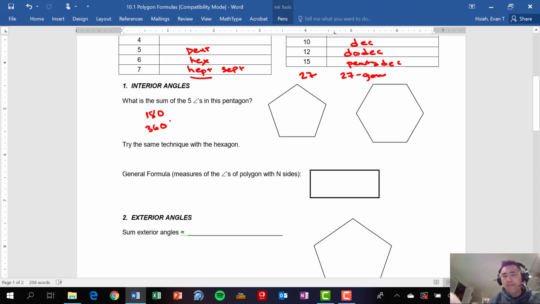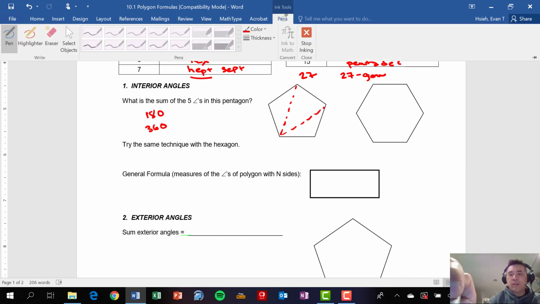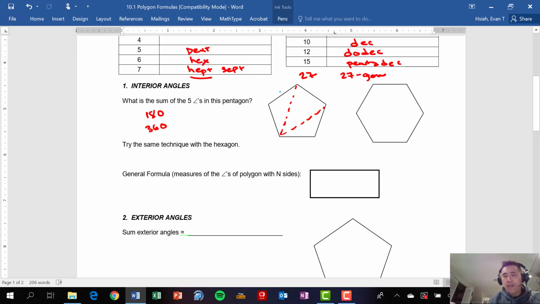And so a pentagon, I could break it up into three different triangles. Like this angle plus this angle plus this angle plus this angle plus this angle plus this angle, all these angles in these triangles all added up will give you the sum of the interior angles of a pentagon. So if I take 3 times 180 degrees, I should get 540, which is the sum of the measures of the interior angles of a pentagon.